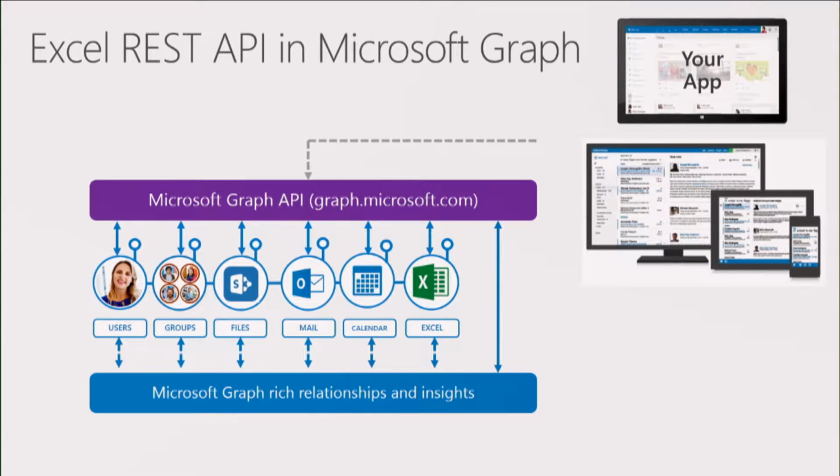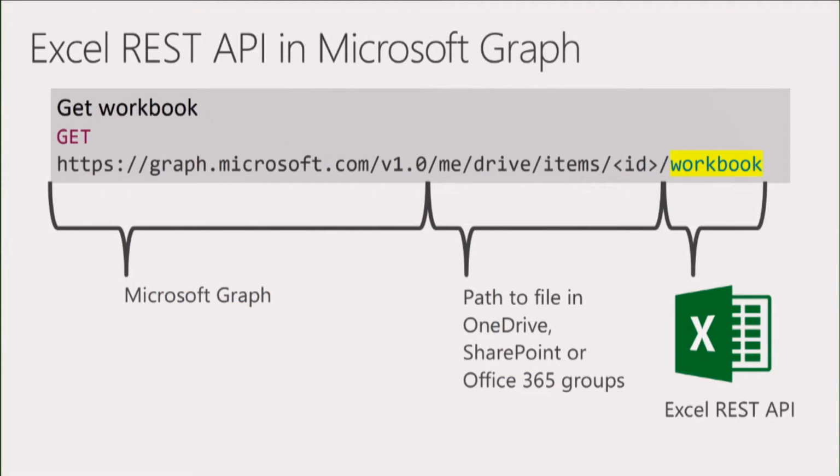So for those of you who are not familiar with the Microsoft Graph, it's a unified endpoint for accessing data across Office 365 and Microsoft Cloud services. And it's exposed under graph.microsoft.com. And you can access mail, calendar, contacts, messages, files from OneDrive, SharePoint, and groups. And within those files, for the ones that are Excel files, you can address the Excel REST API. So how does it look?